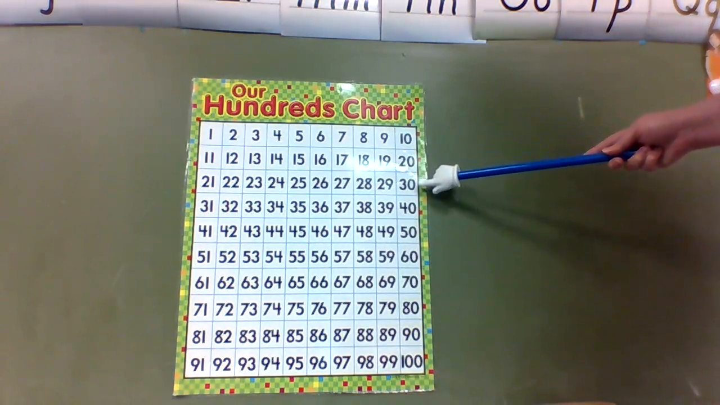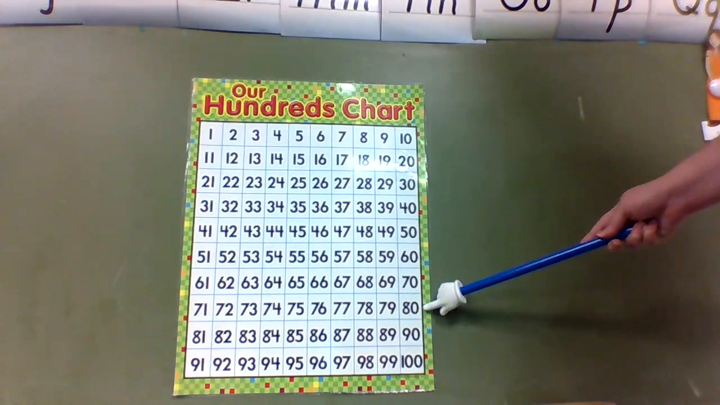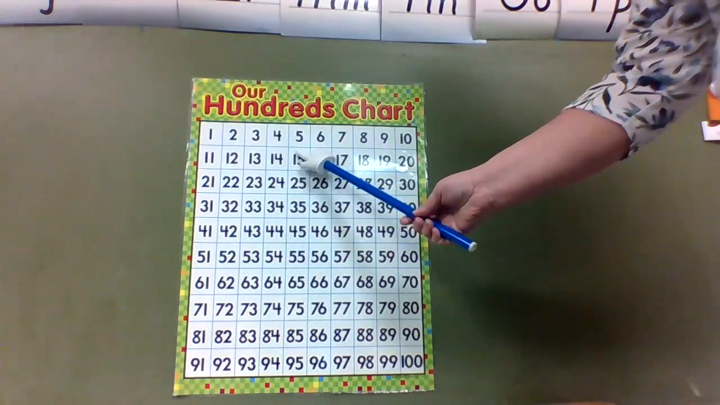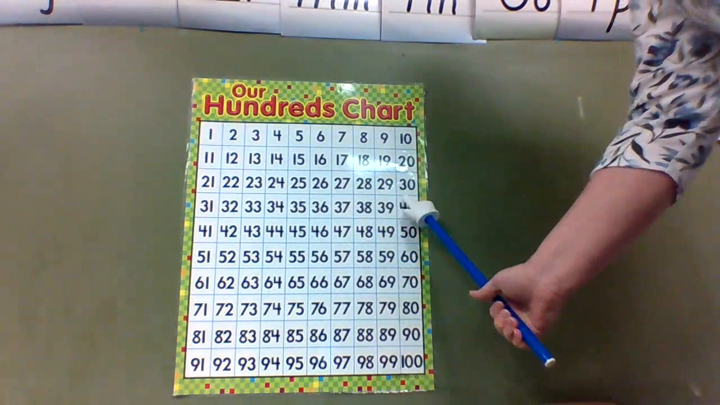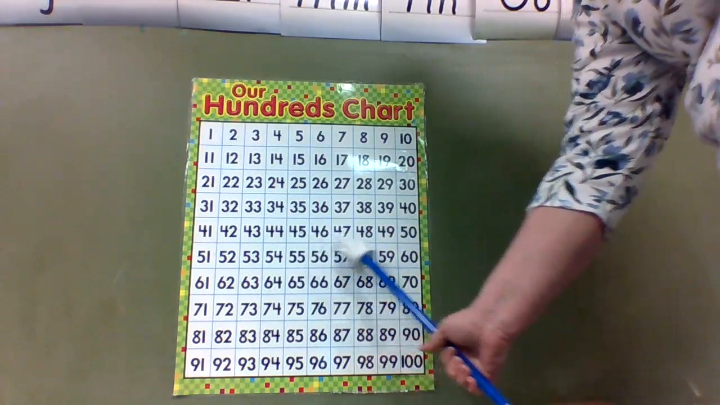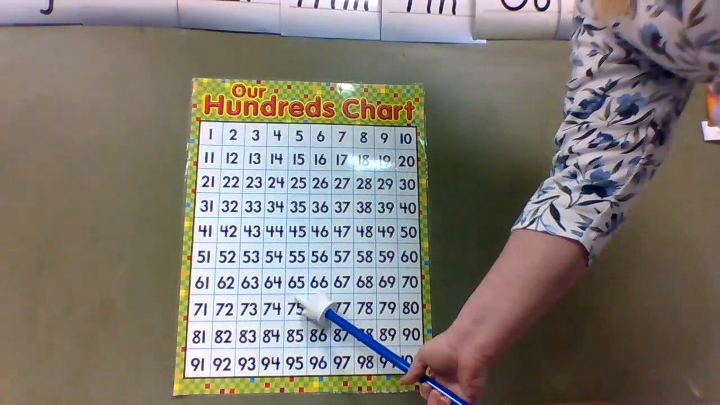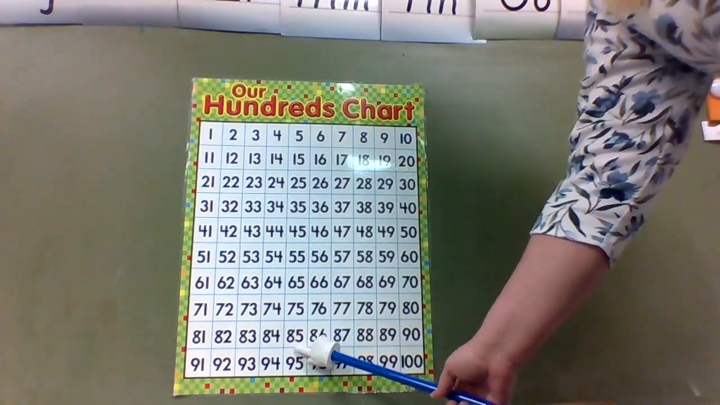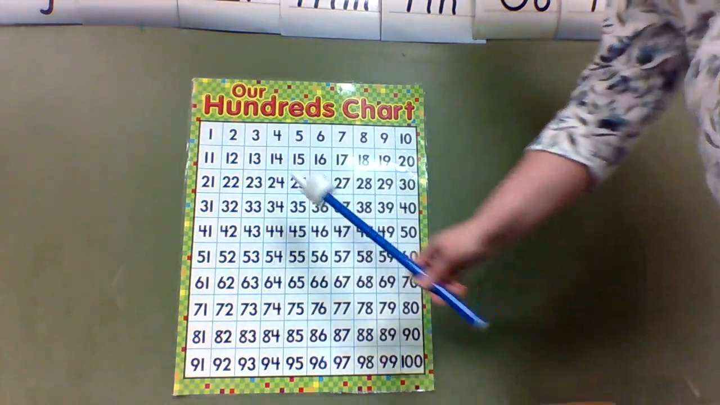10, 20, 30, 40, 50, 60, 70, 80, 90, 100. Let's count by fives. 5, 10, 15, 20, 25, 30, 35, 40, 45, 50, 55, 60, 65, 70, 75, 80, 85, 90, 95, 100. And let's count by twos.